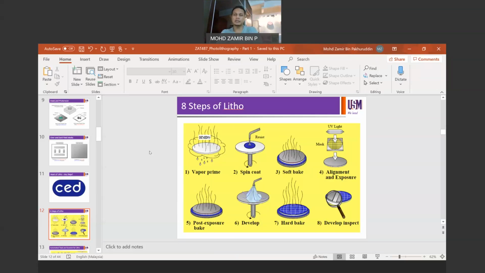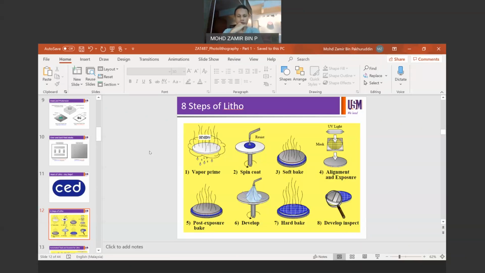The full name of HMDS is hexamethyldisilazane. You can Google it up. So the HMDS is vaporized in the chamber at a certain temperature for a certain time. Then it will coat the surface of the silicon or of the oxide before the resist spinning process. So now the surface of the oxide or the silicon is already glued well before we spin our photoresist.